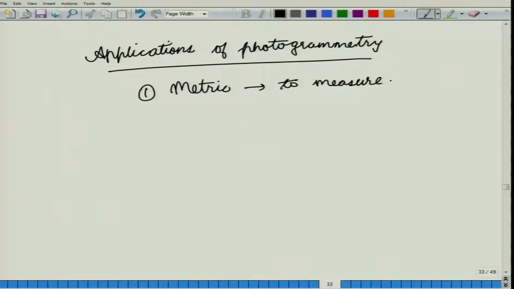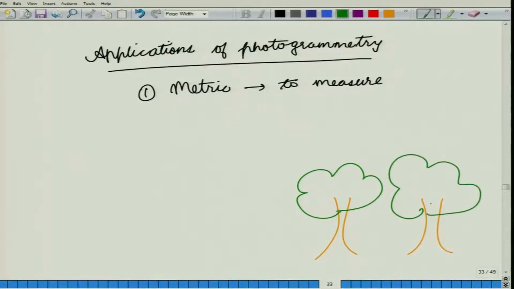So, for instance, if in a photograph you saw two trees, and just from these photographs you want to know the actual distance between both of these trees. So, for instance, in your photograph this distance might look as 1 centimeter, but how much is that distance actually out there in the field? If you wanted to measure that, that would be called a metric application.